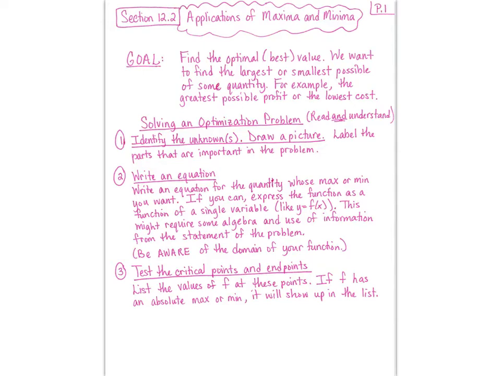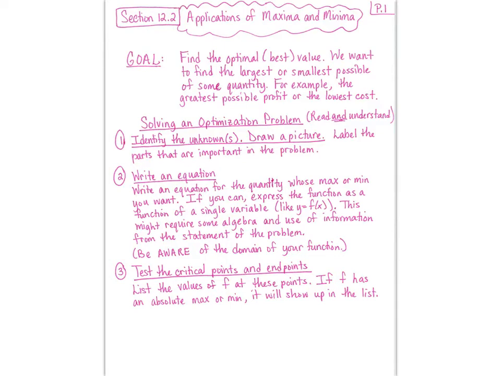Okay, now we're going to talk about applications of maxima and minima. So applications involve word problems here, and the goal here is to find the optimal or best value. In other words, we want to find the largest or smallest possible value of some quantity. For example, we want to find the greatest possible profit or the lowest cost. Things like that. Like what would be the better buy? So these types of problems are called optimization problems.